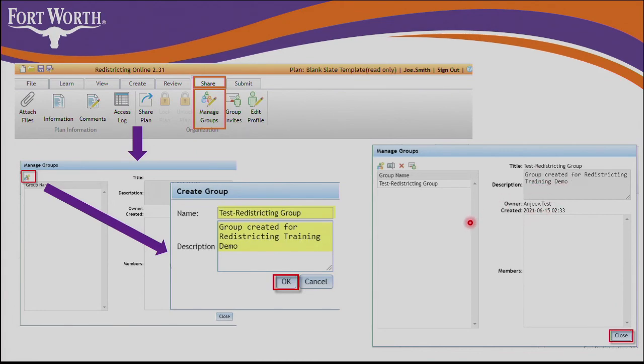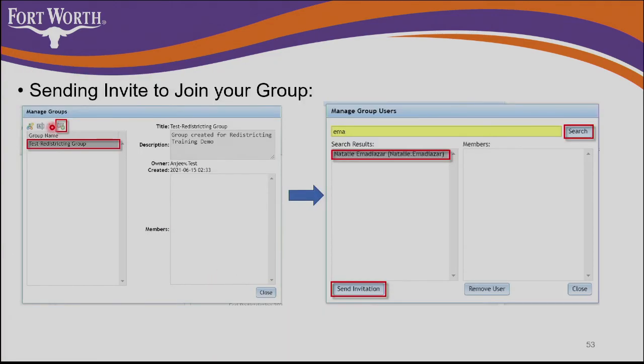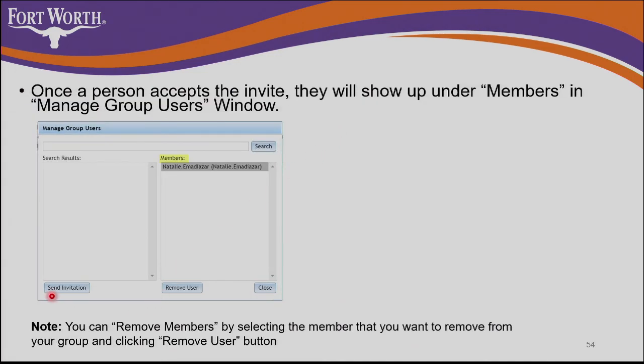And then you can add people to your group. So you'll search for names. If you search for council redistricting, then you can find the city admin and add them to your group. And then you can send the invitation or you can remove users as necessary.